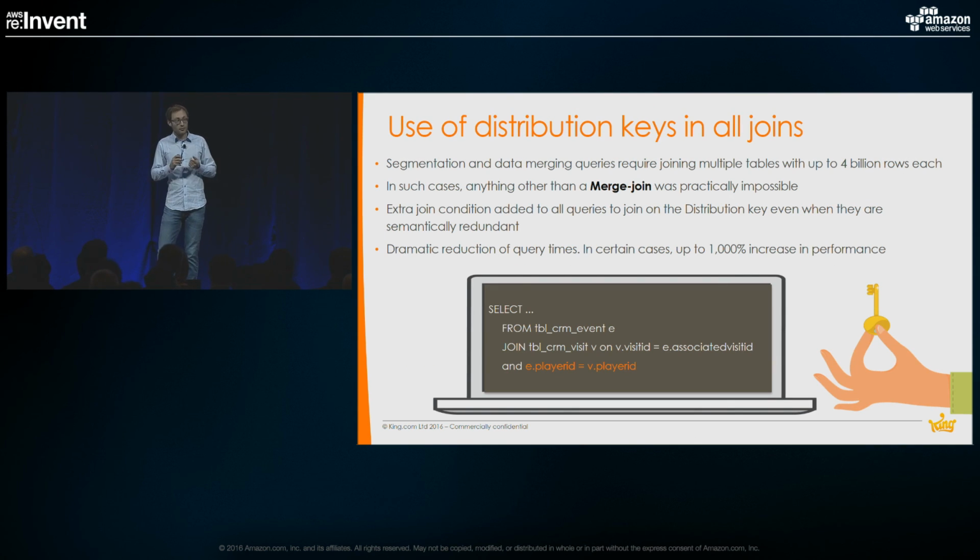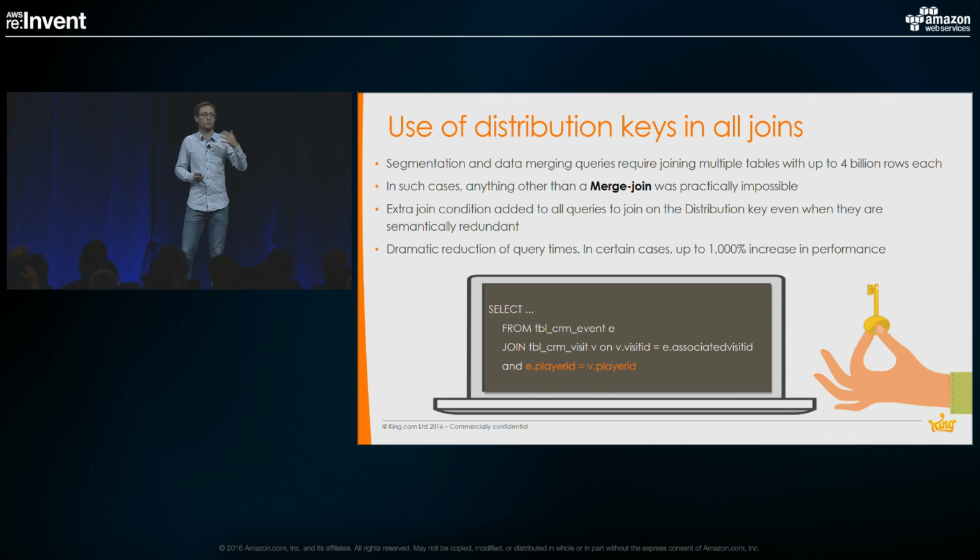So the first one, and a very important one, is the proper use of distribution keys in all joins. We have tables that have more than 4 billion rows. And as you probably know, at such a scale, only merge joins are a viable solution to get anything out of the database.